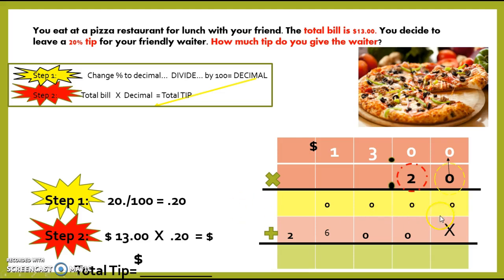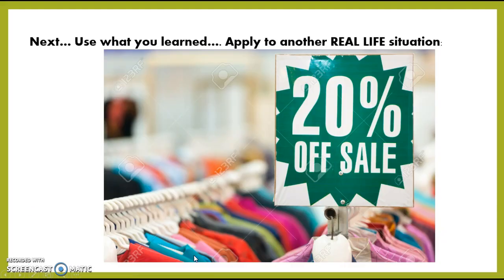All right, let's review. This column makes 0, 0 plus 0, 0 plus 0, 0 plus 6, and 2 plus nothing makes 2. Count over how many decimal places. 1, 2, 3, 4 total. So I'm going to go to my answer. 1, 2, 3, 4. There you go. Since I'm talking about money, my total tip is $2.60 because of the rounding that occurs, the 0 tells the 0 to stay the same. So my answer for my total tip is $2.60.